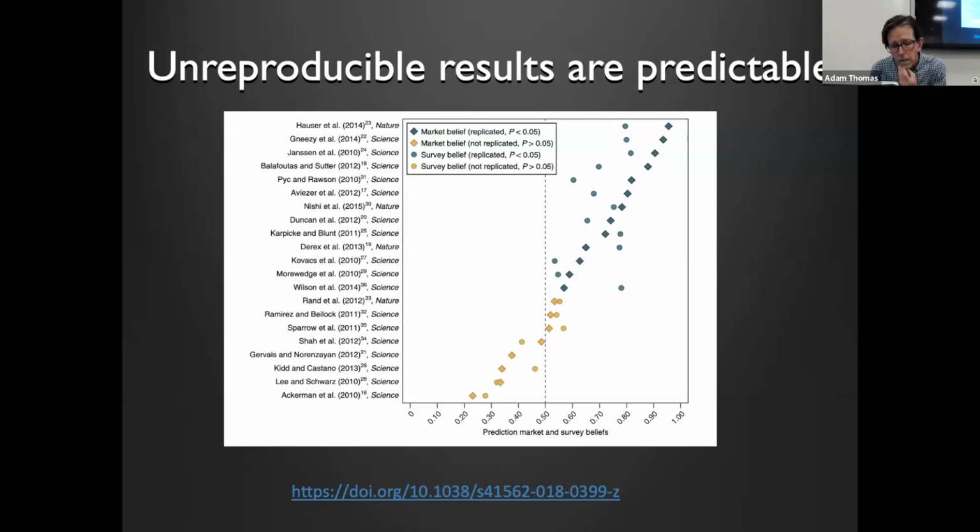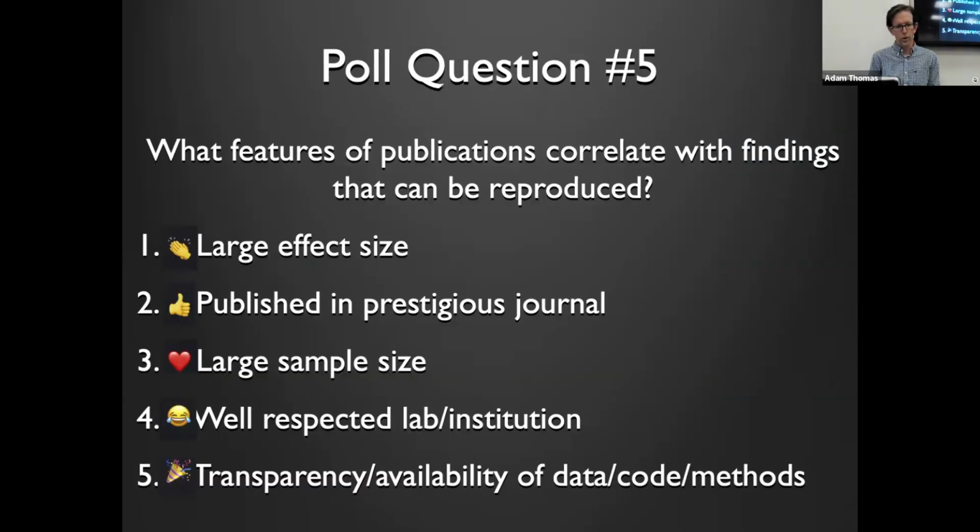They do pretty well. Scientists are able to look at things, and we can actually ask them the kinds of things that they look at for those predictions. So let's go to polling question number 5. What features of publications correlate with findings that can be reproduced? We're going to pick just one of your favorites right now. So we got 1s and 5s for the audience, and we got an array of 5 different emoticons for the folks on Zoom.